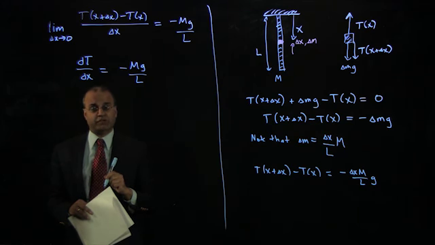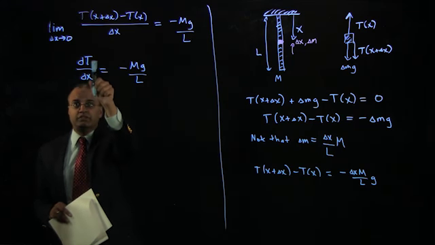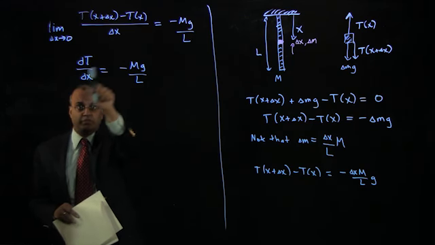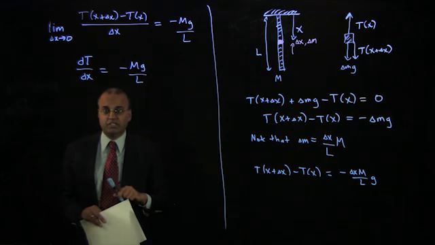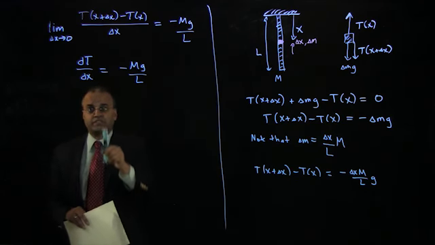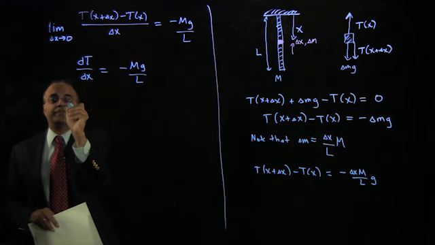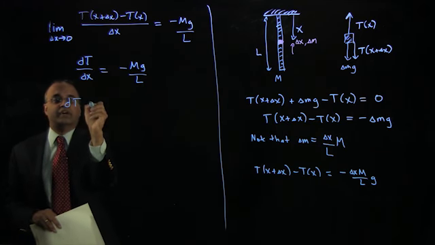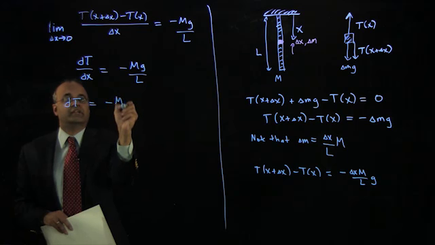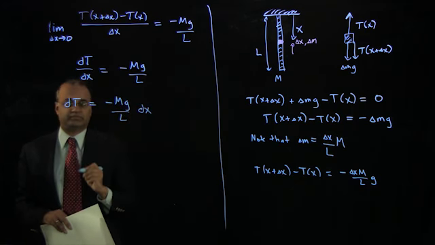This particular differential equation can be solved very simply by a technique called the separation of variables, where I just take each part, the dT and the dx, and put it on different sides of the equation, and then integrate both sides of the equation to find the solution. So in this case, I'll multiply both sides of the equation by dx. So I get dT on the left-hand side is equal to minus mg over L dx.